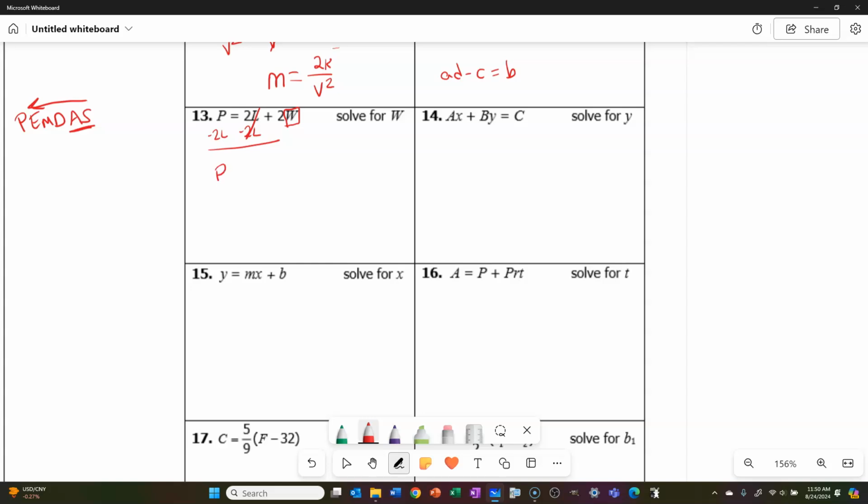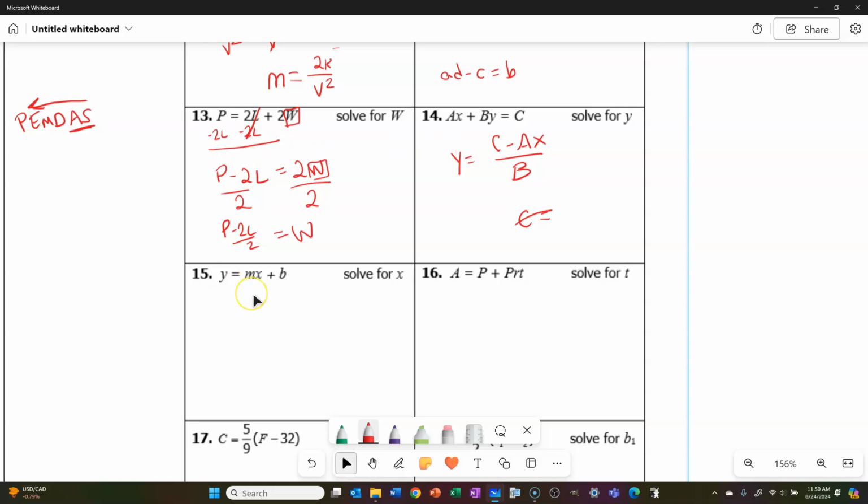And that gives me P minus 2L, and I'm left with 2W over here. And to solve for W, remember the last thing you usually do is you divide by what is in front of that variable. So it's W equals P minus 2L over 2. And number 14 would be the same thing. It's going to be minus the AX, and then you'll divide by B. So if you want to work that one on your own, we're getting y. Y is going to be C minus AX divided by B. So you might want to look at that and see if you can figure that one out on your own. It's just like number 13.